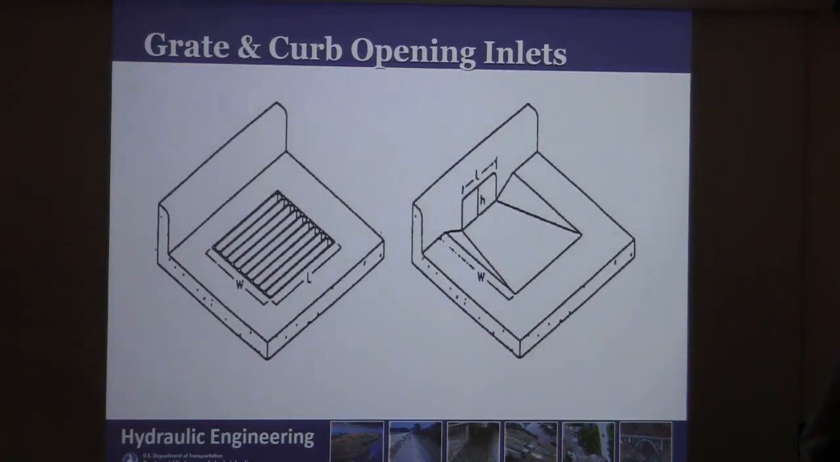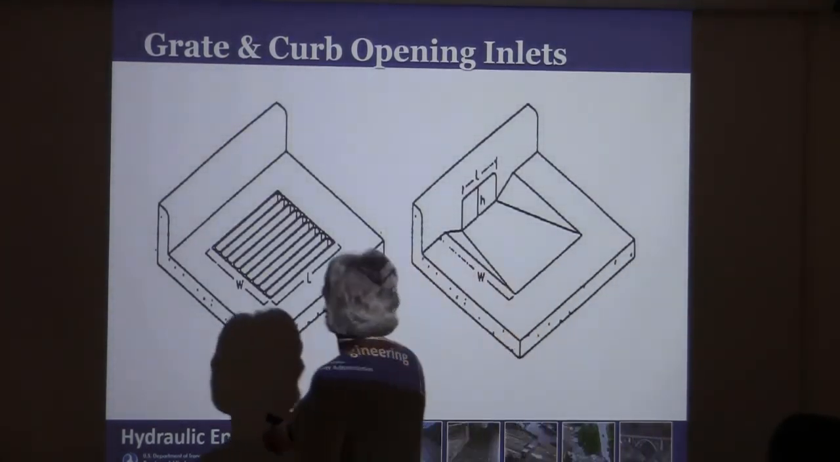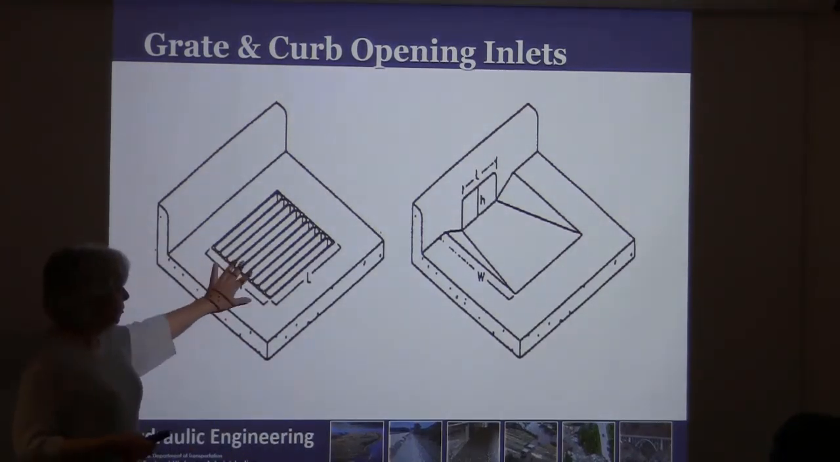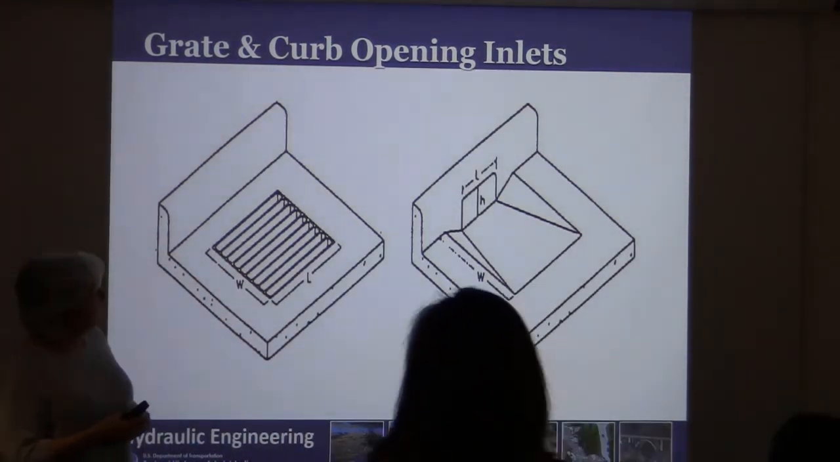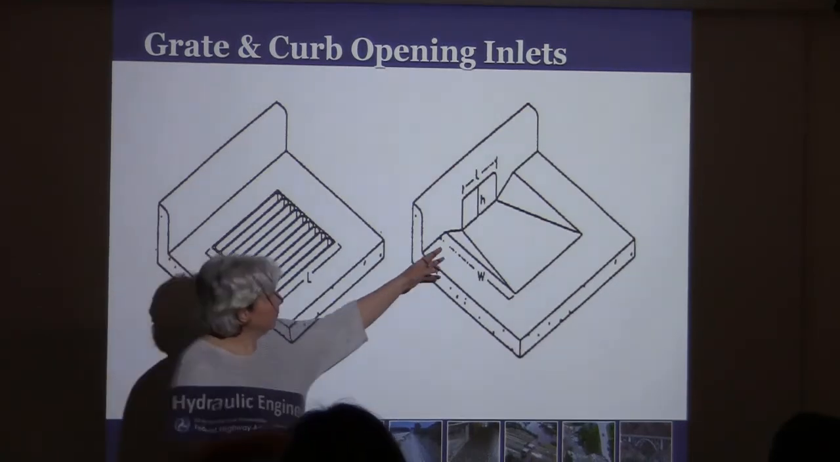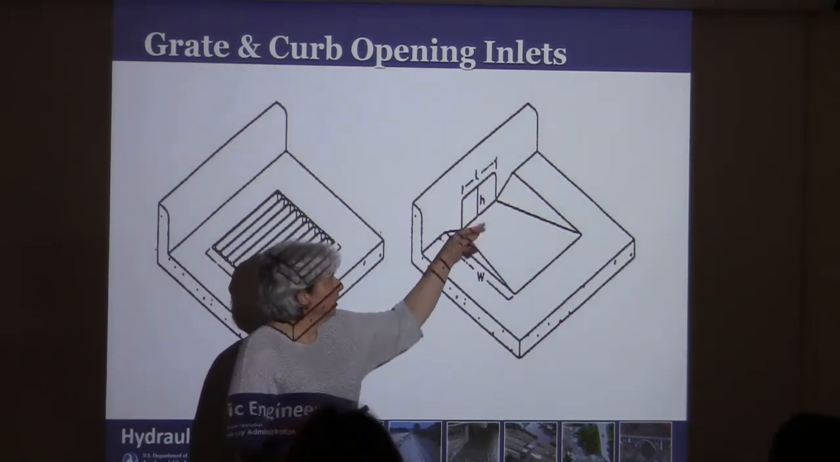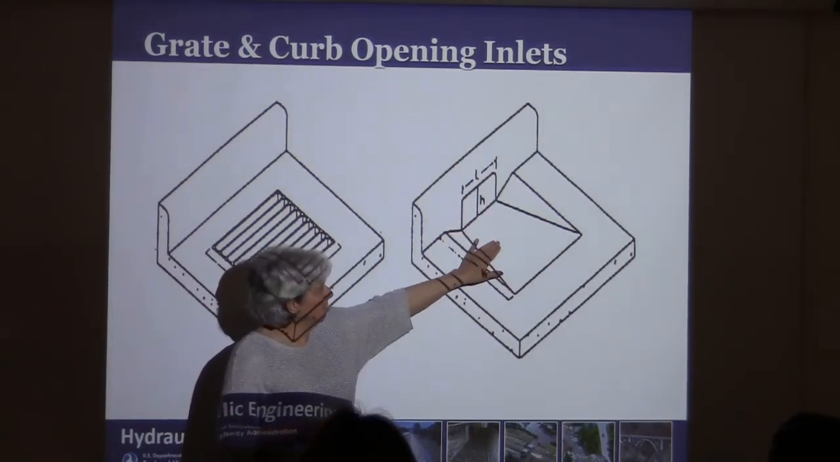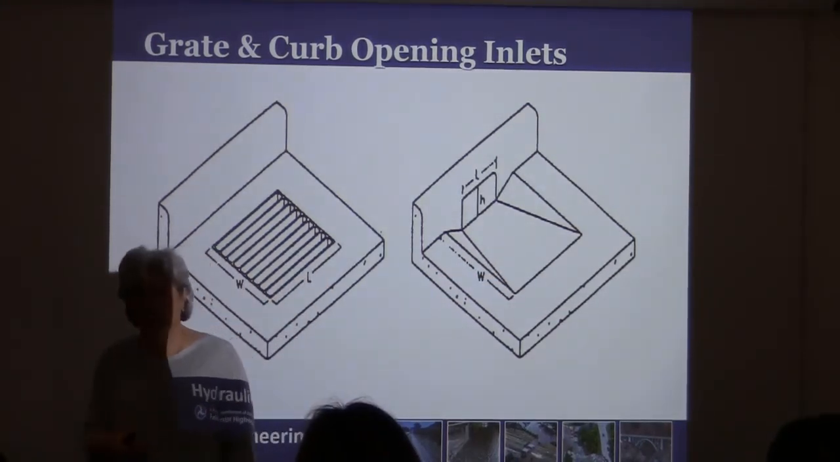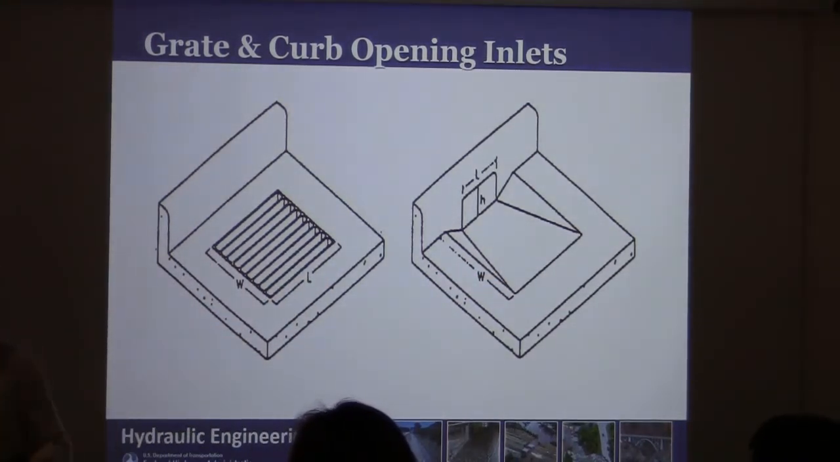So here are some examples of grate and curb openings. Here's your grate. It's just the grate itself. And this is a curb opening inlet. Here's your curb opening. And you'll notice that the area in front of it is depressed. And that helps the water come down and go into the curb opening.